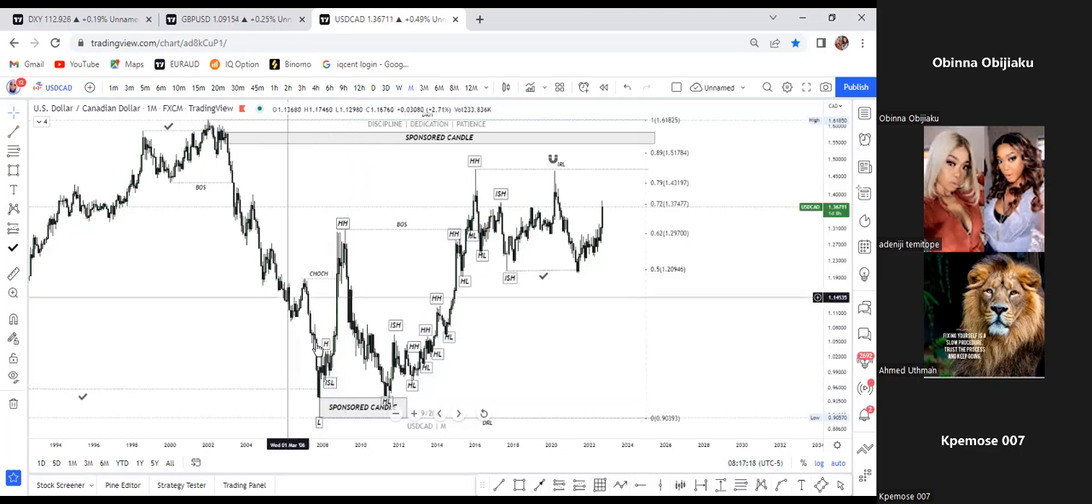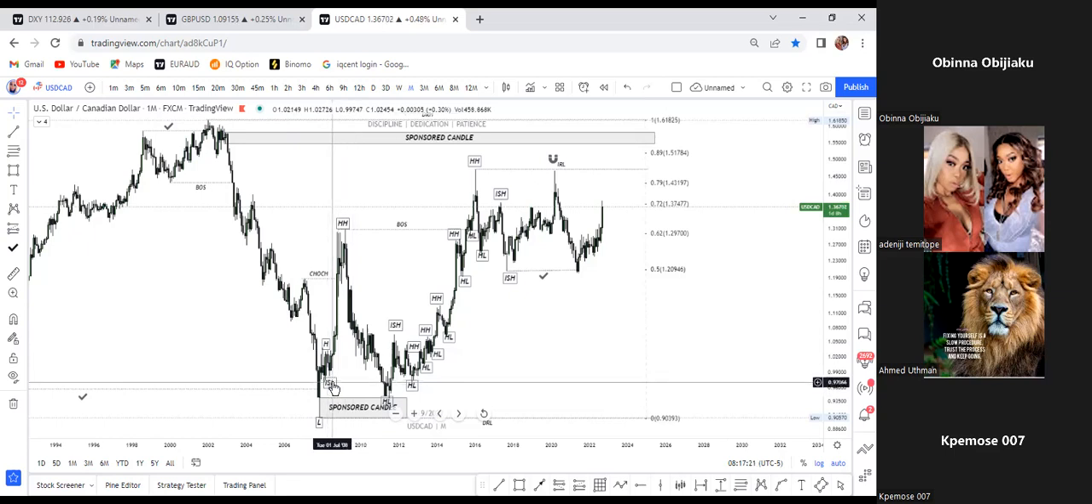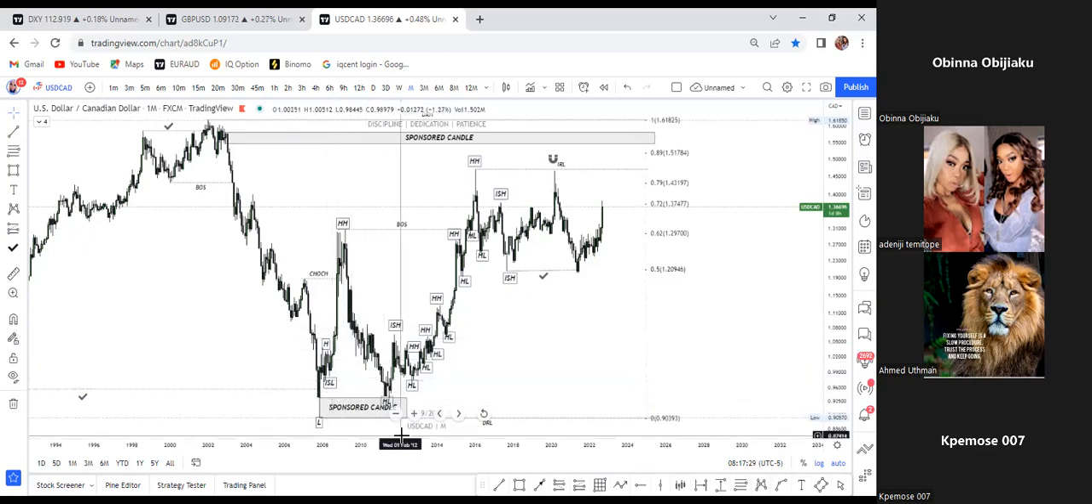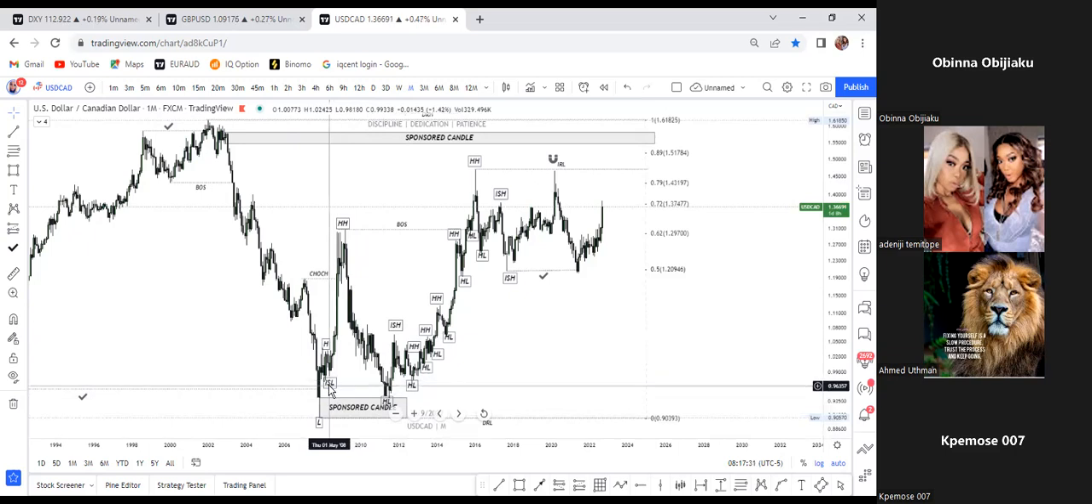An intermediate short-term low is a low in between two lows. An intermediate short-term low is a low between two what? Lows. So when this low was taken out, this became an intermediate short-term low.